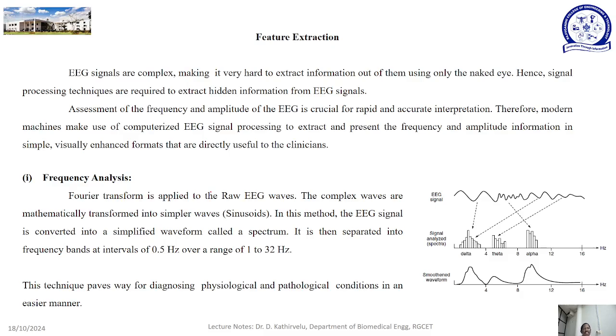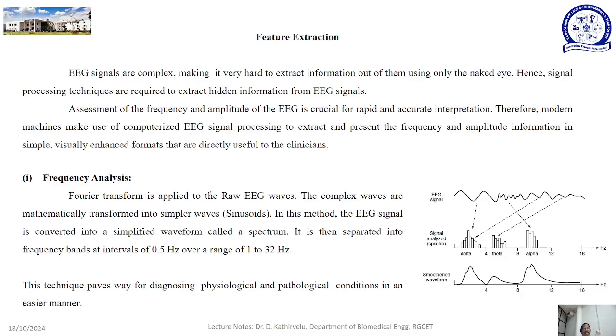In frequency analysis, we take the raw EEG, we denoise it, and we apply the Fourier transform. The Fourier transform is a technique used to convert a time domain signal into a frequency domain signal. In the frequency domain, the signal is expressed in the form of sinusoids, in terms of frequency. The amplitude is expressed on the y-axis, and the x-axis will be frequency. This is called a spectrum.